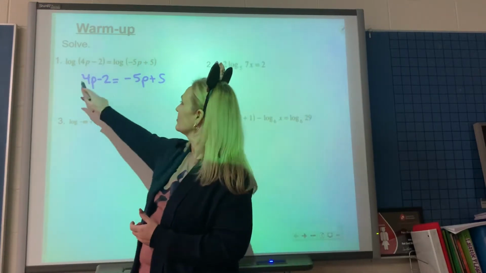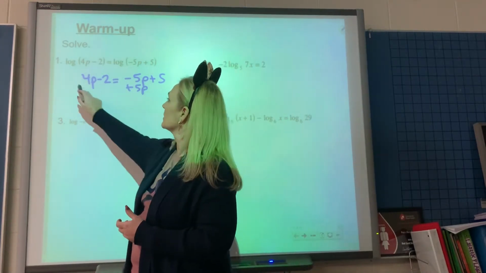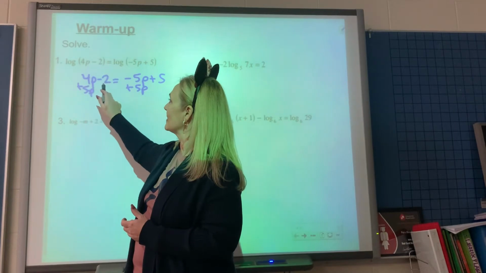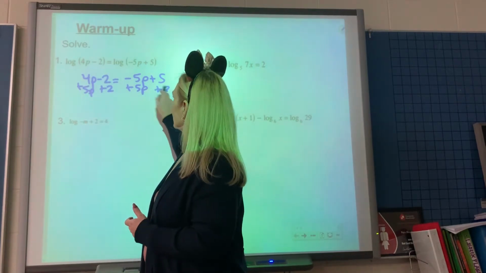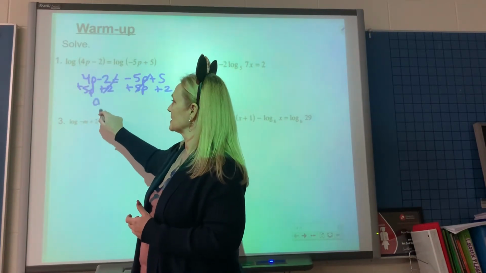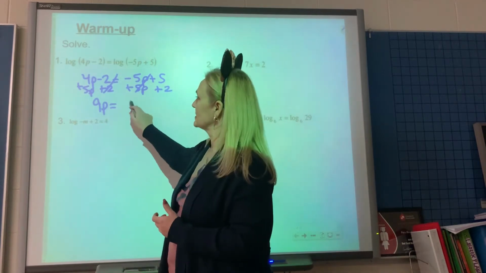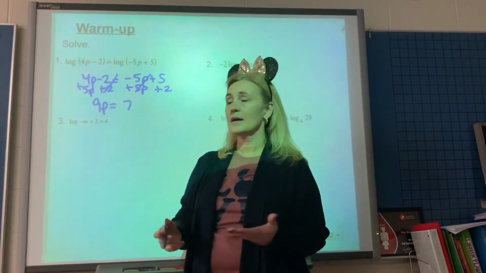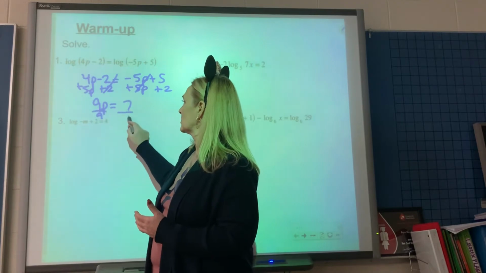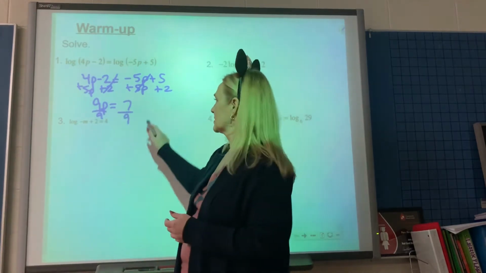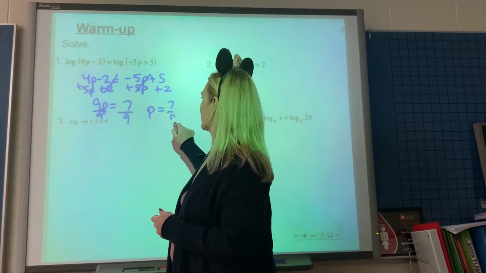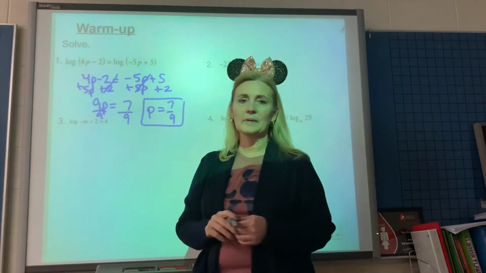So we're just going to solve that simple linear equation. We're going to add 5p over to this side, and we're going to add this 2 at the same time over to this side. So on this side we have our p's, 9p, and on this side we have 7. 9p equals 7. Divide both sides by 9. You can leave it as a fraction or a decimal. I'm just going to leave it as a fraction. P equals 7/9. That would be that one.